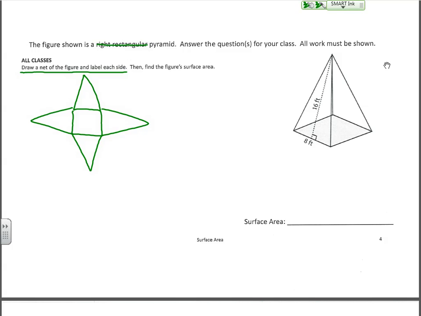And as far as labeling goes, well, each side of the square we know is going to be 8. So I'm going to put my 8s in there. And since I'm dealing with surface area, the area formula for a triangle is what? We've worked with this before. The formula for the area of a triangle is what, Aiden?